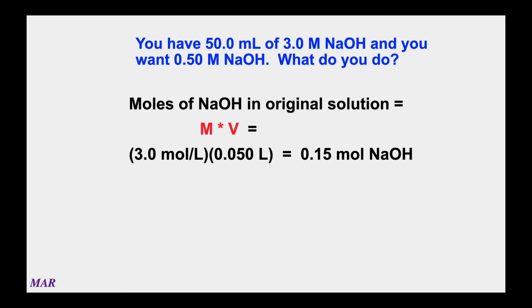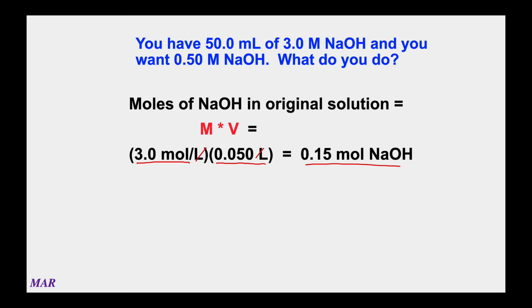In this problem, we can do this by looking at the units. We had a 3.0 molar solution, and we had 50 milliliters of it, or 0.050 liters. So moles per liter times liters, the liters will cancel. That means that we have 0.15 moles of sodium hydroxide total. And we're not changing that number. We're not reacting it with anything, and we're not adding any more sodium hydroxide.